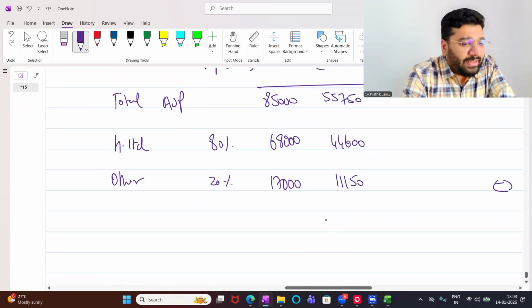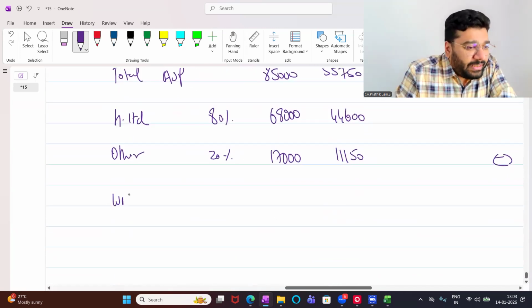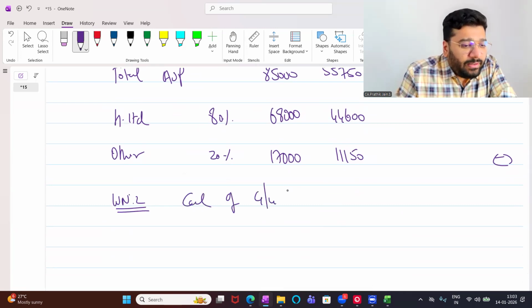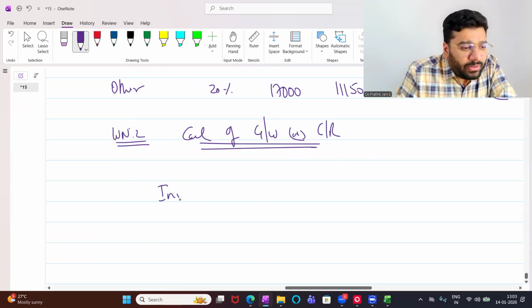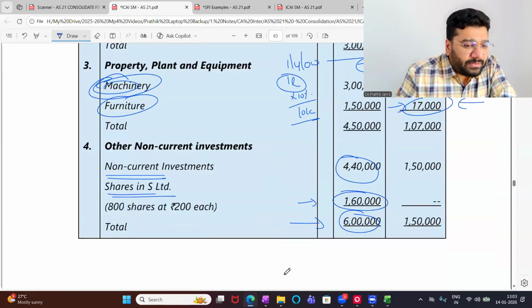Working note 1 over, working note 2 now. Working note 2 is the calculation of goodwill or capital reserve, which is called cost of control. I'm not doing the format and all, I'm doing it very fast now. Investment, how much? 1,60,000 rupees.